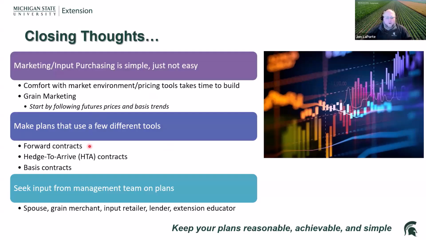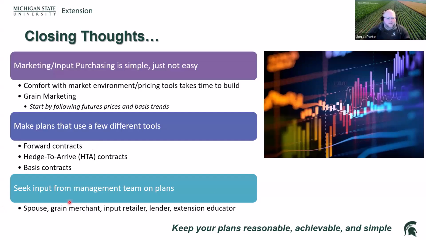For a lot of farms, I suggest forward contracts, hedge-to-arrive, and basis contracts are great to get started with. They're a lot more straightforward, a lot simpler. You don't have as much money you've got to invest in terms of things like initial margins or maintenance margins and margin calls. And so it's a lot easier to get comfortable with those.